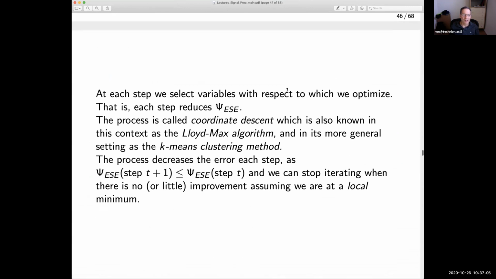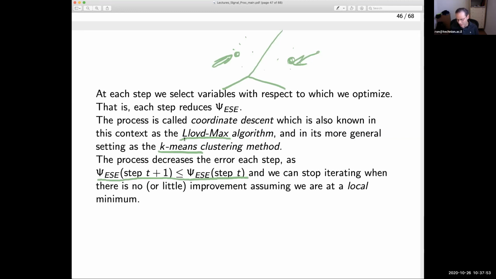Okay, so again, for each step, you select which coordinates you optimize for. And this is called coordinates-wise descent. And it is called the Lloyd-Max or Max-Lloyd algorithm, or the K-means algorithm, clustering method. It is called clustering method because at the end of the day, you have your points in some high dimensional space, and you have decided how to cluster them into a representative here on the left and a representative here on the right. Okay, and again, what is guaranteed is that the error at step t+1 would always be smaller or equal to the error at the step t.